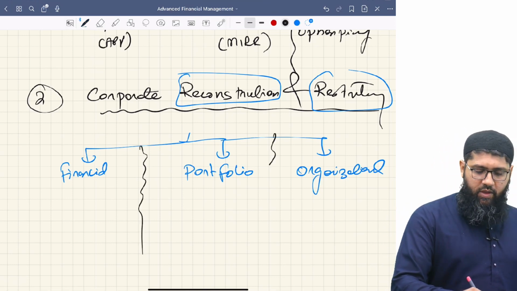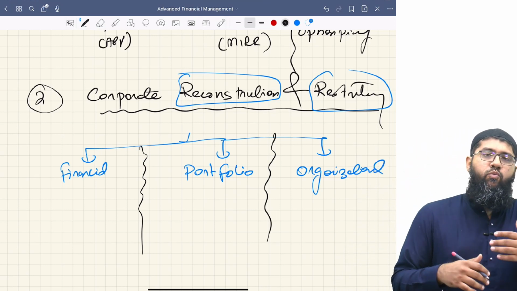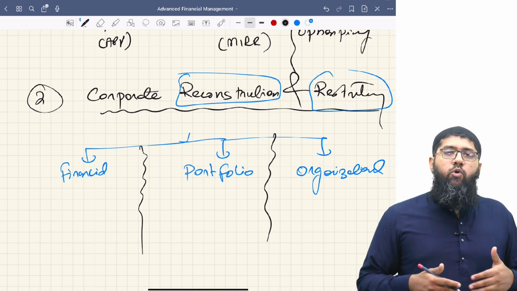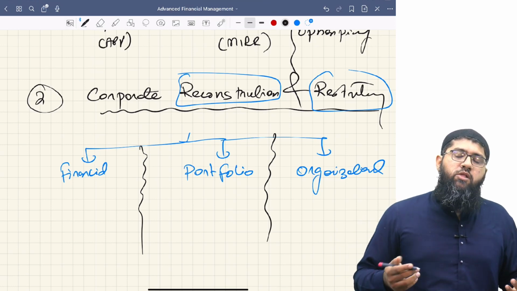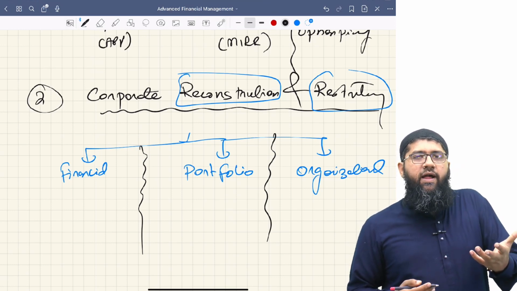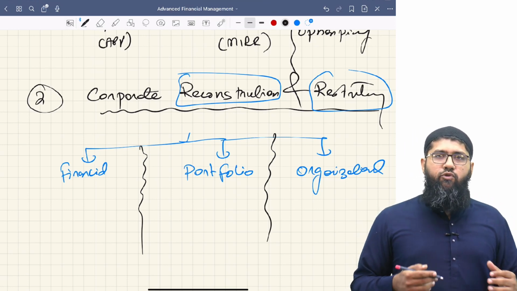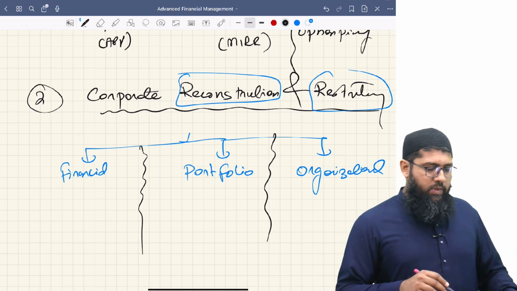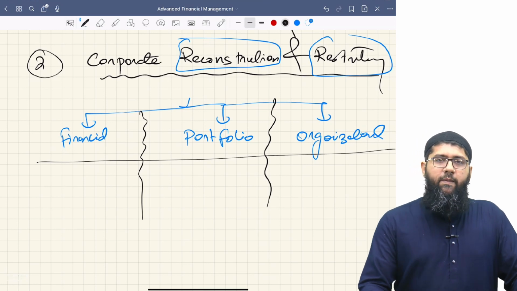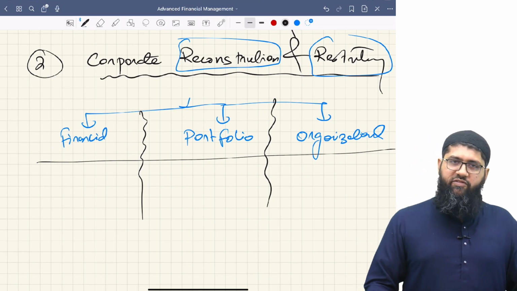Let's start discussing. When we talk about the different types of these reconstruction schemes, what is reconstruction? Reconstruction or restructuring, in simple terms, is that you are trying to reorganize the organization so that you can come out of the crisis, so that you can generate more money, so that you can earn more money. That's what you are trying to do. You get my point? So there are three different types of reconstruction: the financial reconstruction, the portfolio reconstruction, and the third one is organizational reconstruction.